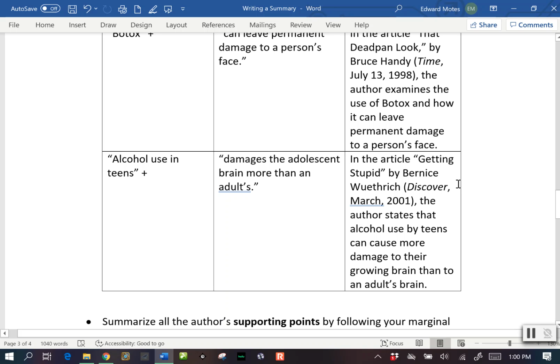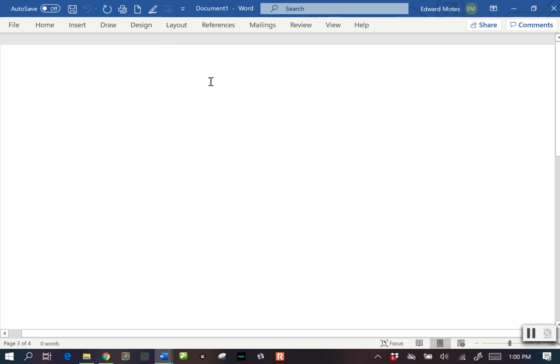Okay? So that's an example of basically paragraph number 1. Paragraph number 1 can essentially be this one sentence, okay? Paragraphs typically aren't one sentence, but in the case of this summary, it will be. So make sure you have your citation with all 4 parts and then a good thesis statement. So let's take a look at what that would look like.